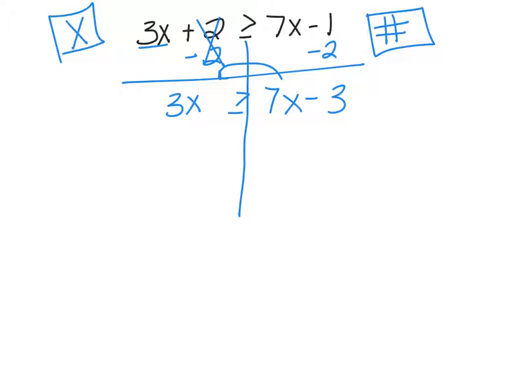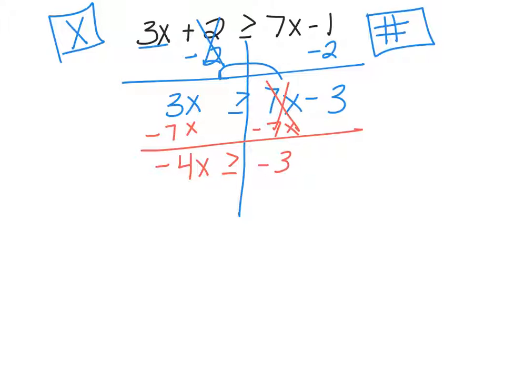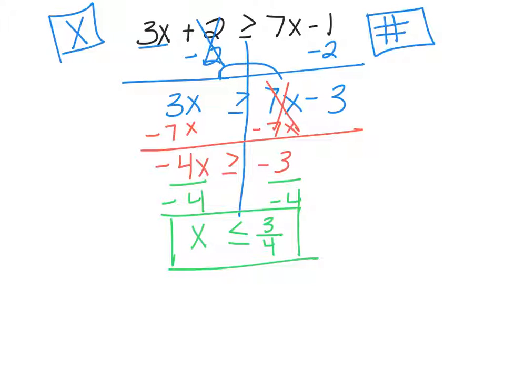Now I need to get the 7x over there, so I'm going to do the opposite and subtract 7x. That will cancel, and I have negative 4x greater than or equal to negative 3. Next step, I'm going to divide both sides by a negative 4. When I divide or multiply by a negative, I flip my inequality, and I have x is less than or equal to 3/4. If the answer asks for interval notation, then I'm going to change it. If it asks for inequality notation, there's the answer.